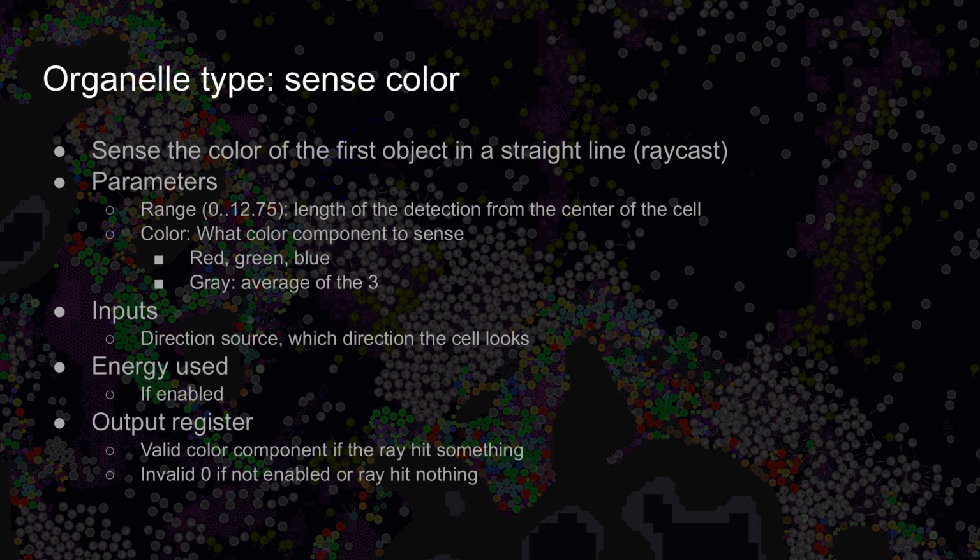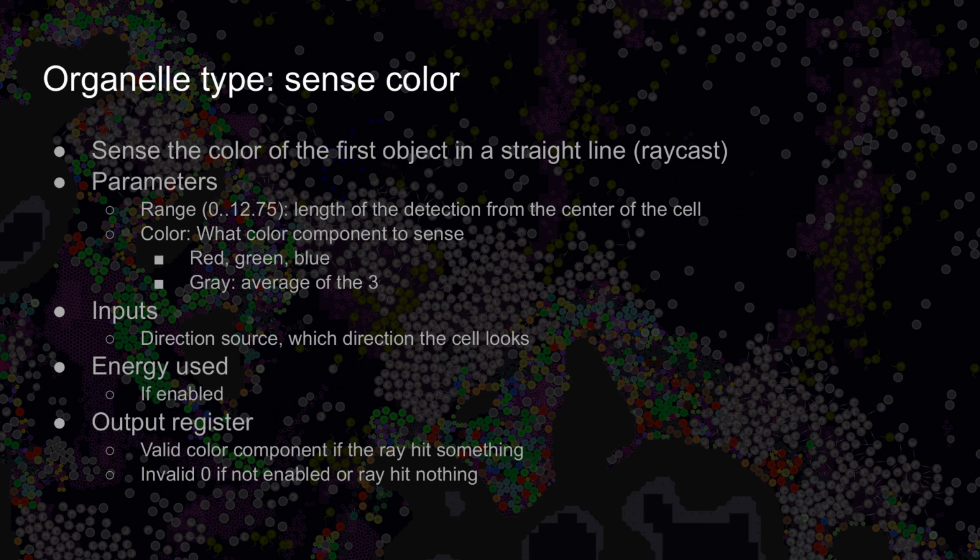The next type of organelle is sense color. It casts a ray from the center of the cell and reports the color of the first object in line of sight. It has two parameters. First is the length of the ray. The second is which color component will be the output. It can be red, green, blue, or gray. Gray is not real gray, but the average of the three color components.